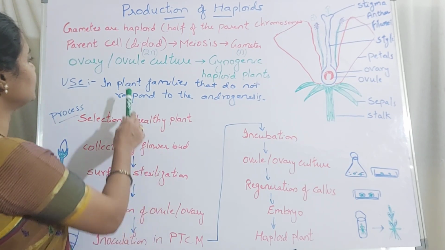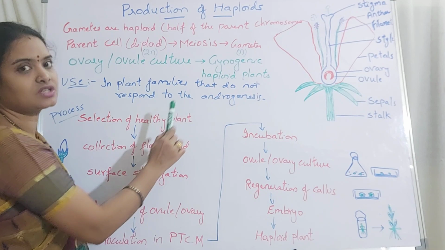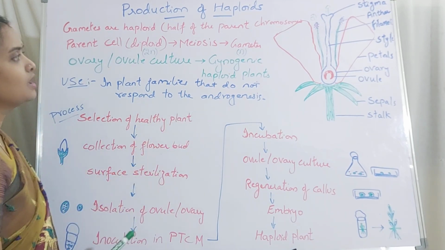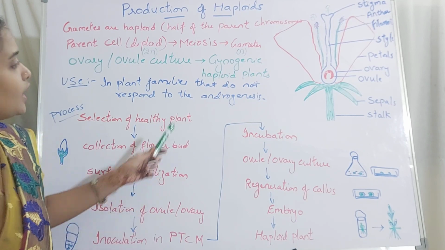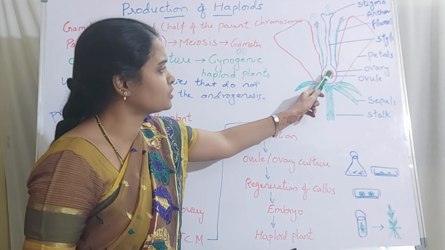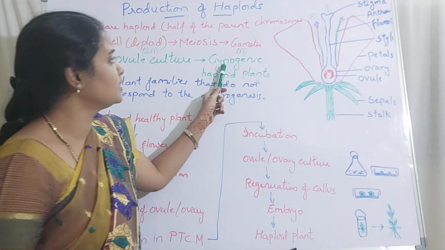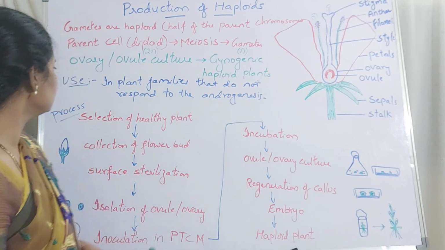Right? So here, in plant families that do not respond to androgenesis, we go for this gynogenic haploid production. Right? The haploid plants, if they are produced by using the female reproductive gamete, then you call them gynogenic haploid plants. Let us see the technique.